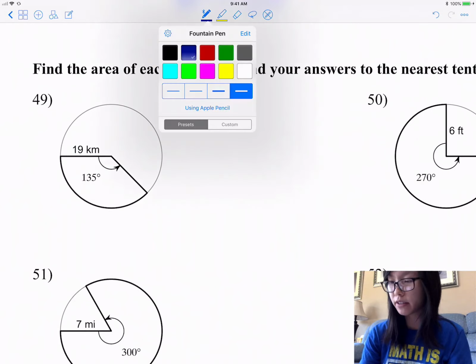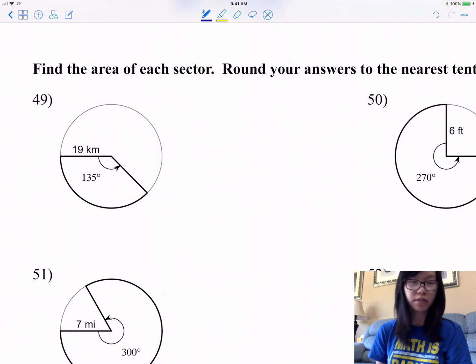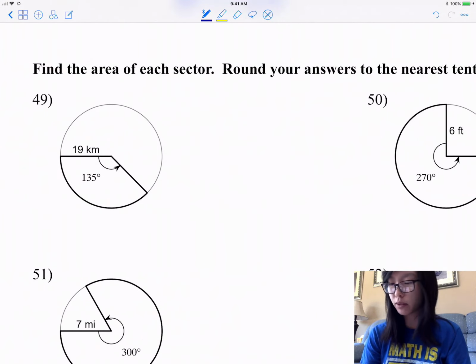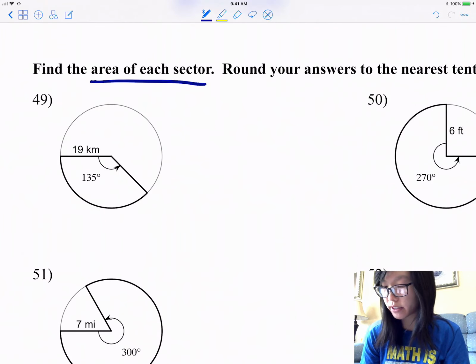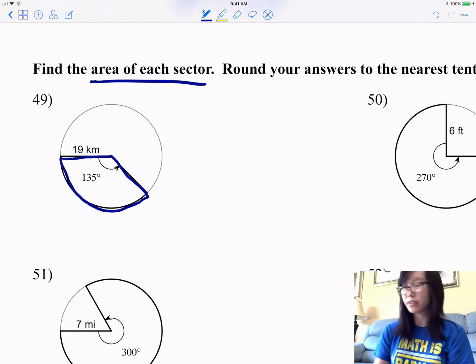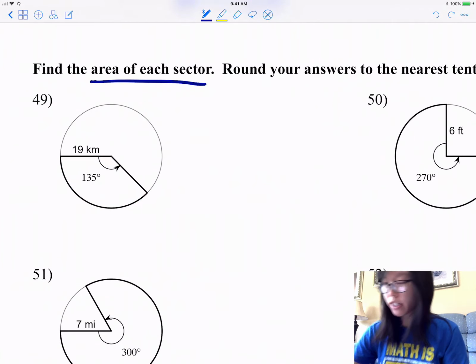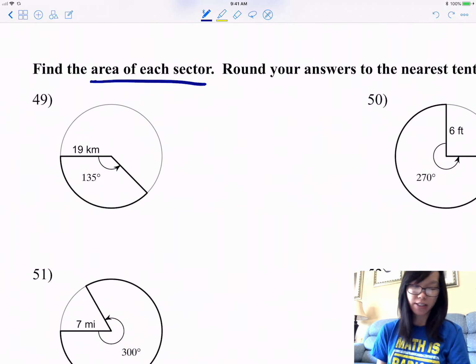Hello, and thank you for making it to the end of this video. We are now doing the last problem, number 49, which is to find the area of each sector. And here's our sector right here, this darkened big pie piece. That's one big piece of pie. And we want to find the area of this.